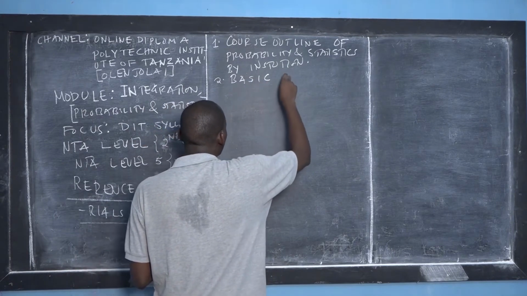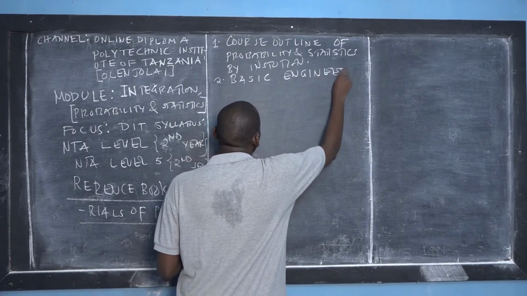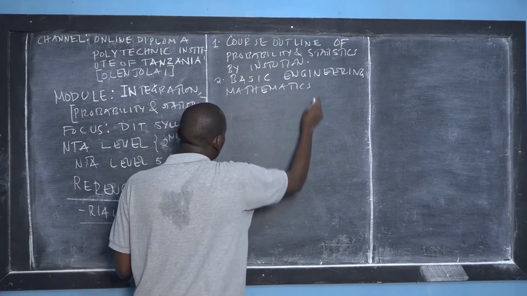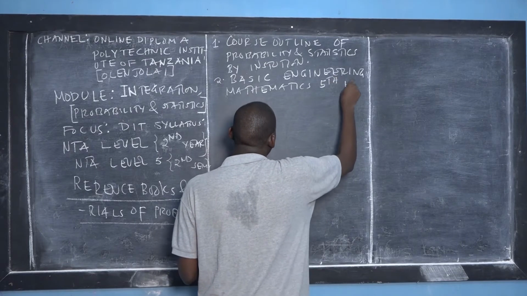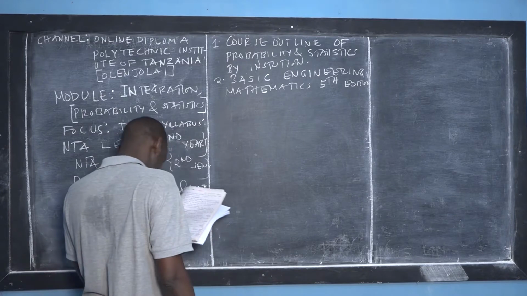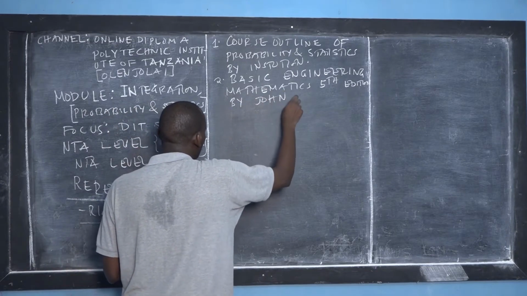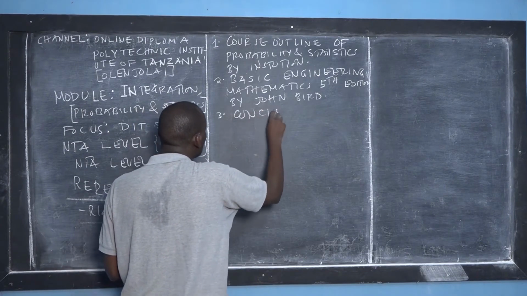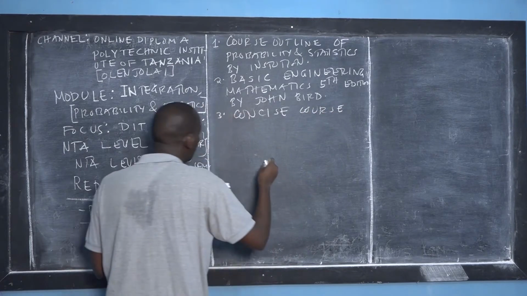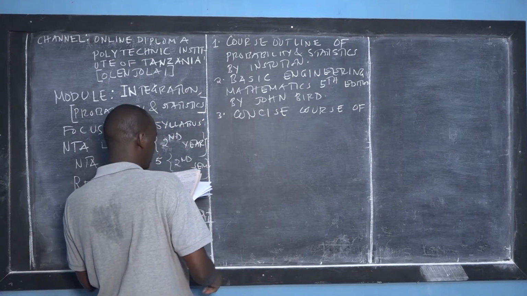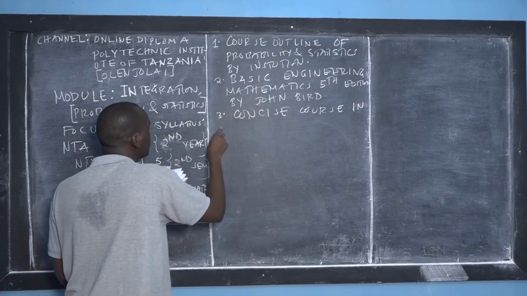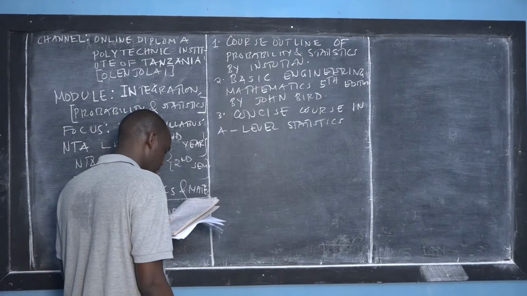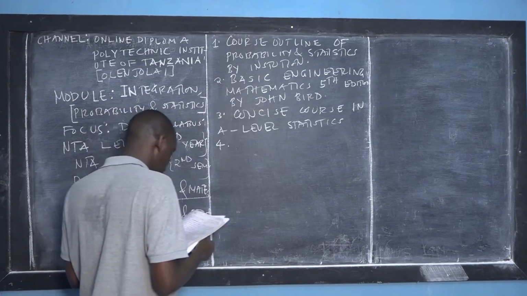Again, another important reference book is called Basic Engineering Mathematics, fifth edition by John Bird. This is the common book used for diploma students. The third reference is called Concise Course in A-level Statistics. I didn't find the name of the publishing house of this book, but you can find the name.